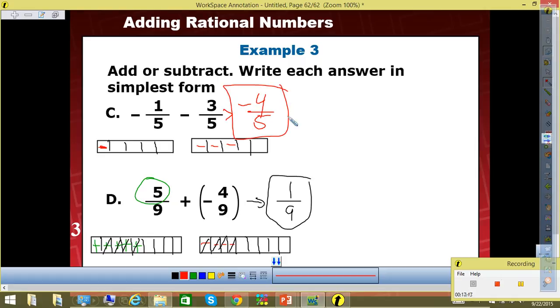Boom. We got it? All right. So we got that. Now the last example.